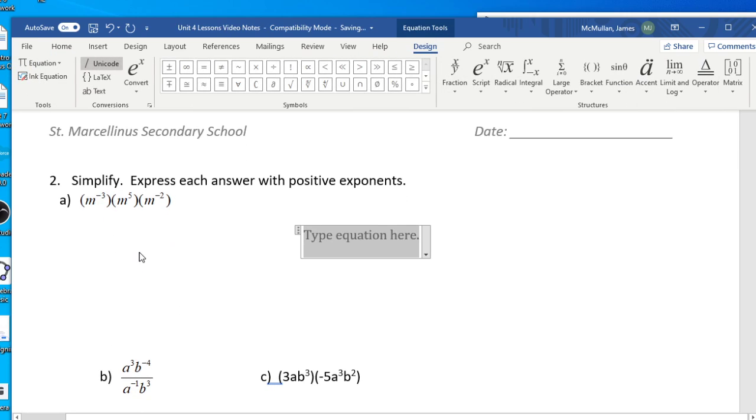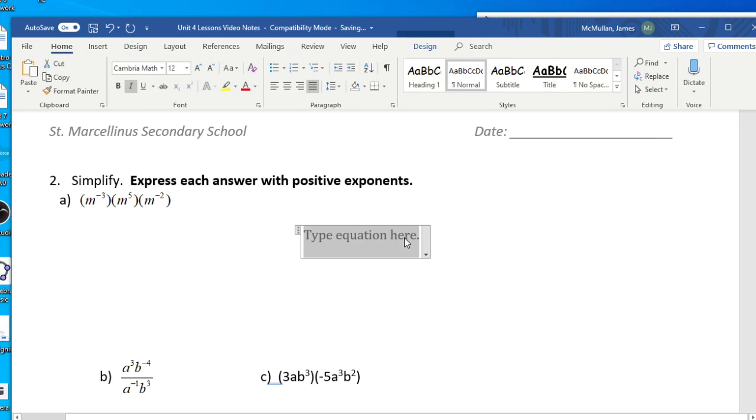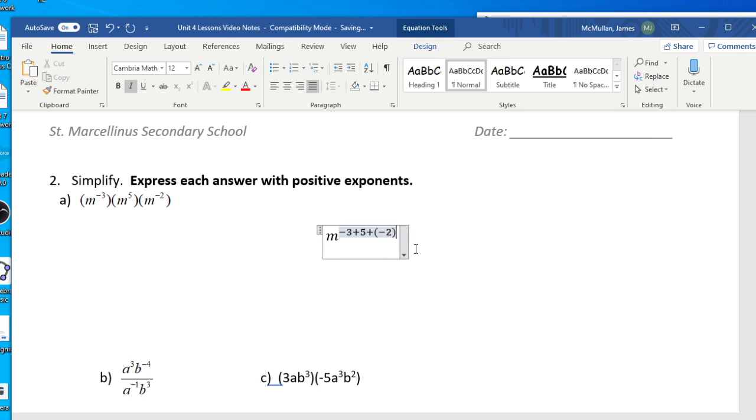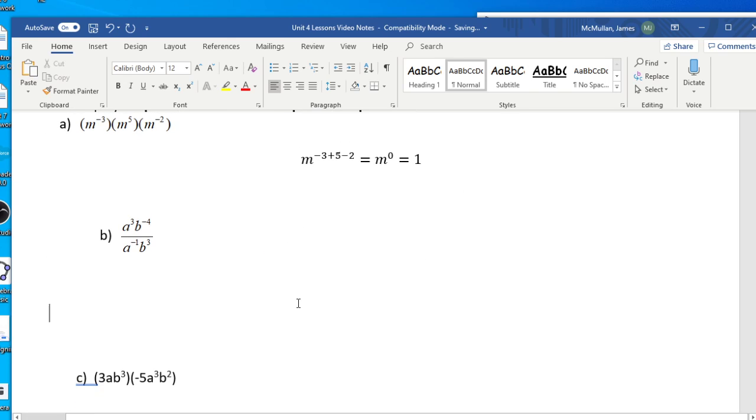Okay, again, it says express each answer with positive exponents. That means we're not allowed to leave a negative in our answer. So let's do the question first. It's m to the power of negative 3 plus 5 minus 2. All of that, if you simplify that, you just get m to the power of 0. And we know that anything to the power of 0 is simply equal to 1. So that first one simplifies. There's no exponents left, so I don't need to worry about what it says about positive exponents.